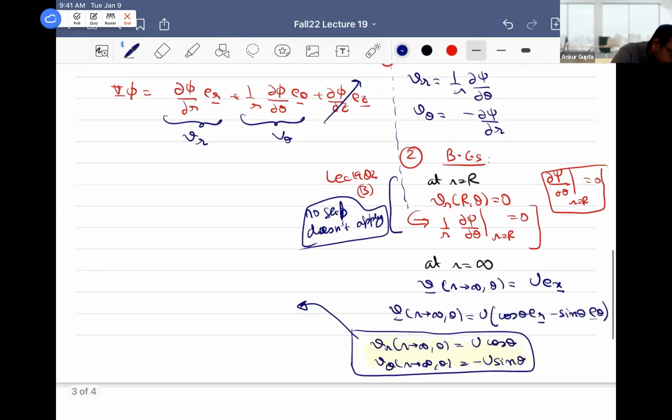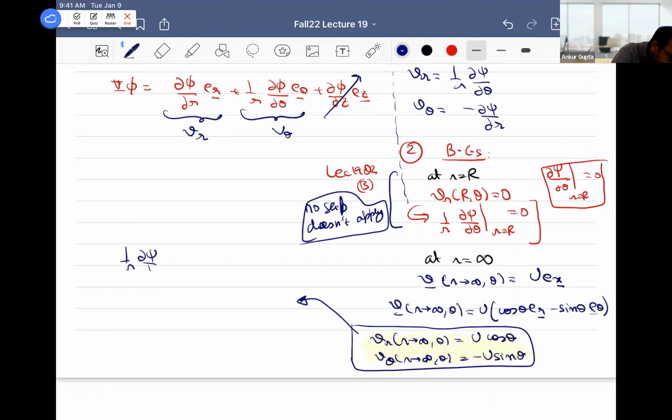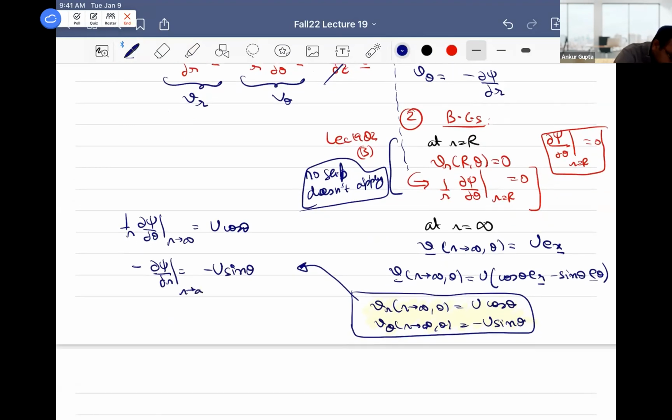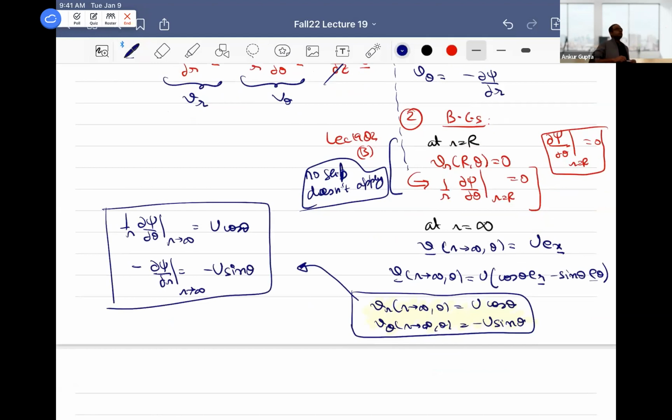VR is 1 by r del psi by del theta. As r goes to infinity, it is u cos theta. Minus del psi by del r, and it's all psi, by the way. Please don't get confused between psi and phi. All psi is minus u sine theta, and we get this as r going to infinity. This is our next problem. Any questions here? Anything that's confusing, not clear?